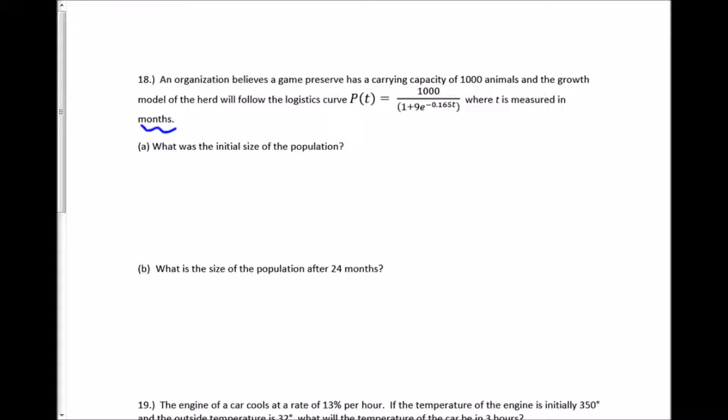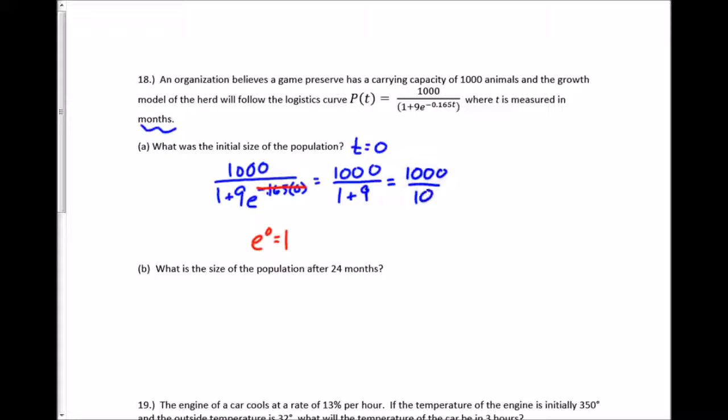Well, again, remember the a value here, the 9, is a constant term associated with the initial amount. If I want to find the initial amount, it just means that I'm plugging a 0 in for time. Remember, the initial amount is when t equals 0. So I'm going to plug that in. So I've got 1,000 over 1 plus 9 e to the negative 0.165 times t, which is the 0. And when I plug this in, I get 1,000 divided by 1 plus, well, this whole thing right here becomes a 0. And e to the 0 power equals 1. So what I have here is 1 plus 9, which is just a 10. So the initial population is 100. Okay?